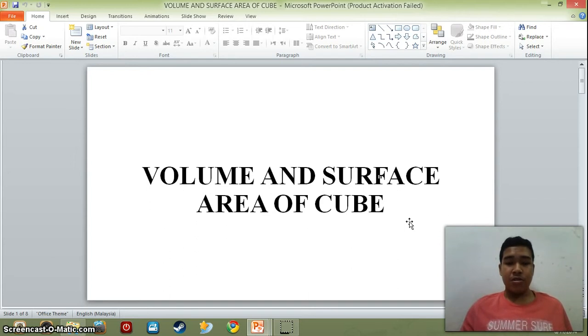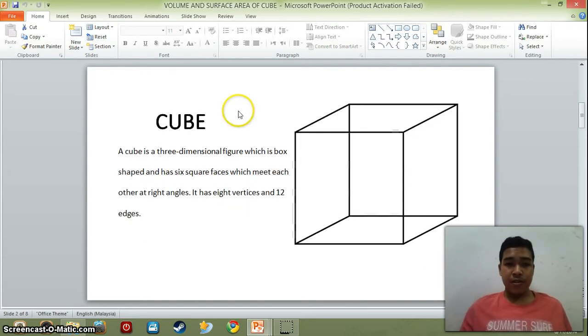Today I will tell all of you about the volume and surface area of a cube. First of all, do you all know what actually is a cube? A cube is a three-dimensional figure which is box shaped and has 6 square faces which meet each other at right angles. It has 8 vertices and 12 edges. And this is the picture of a cube.